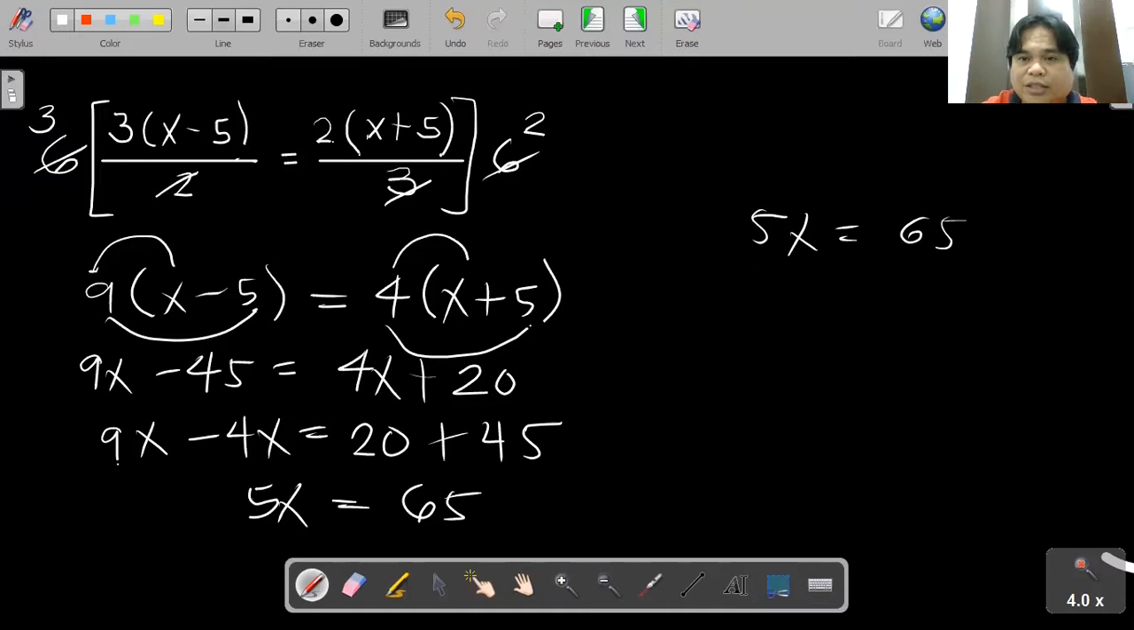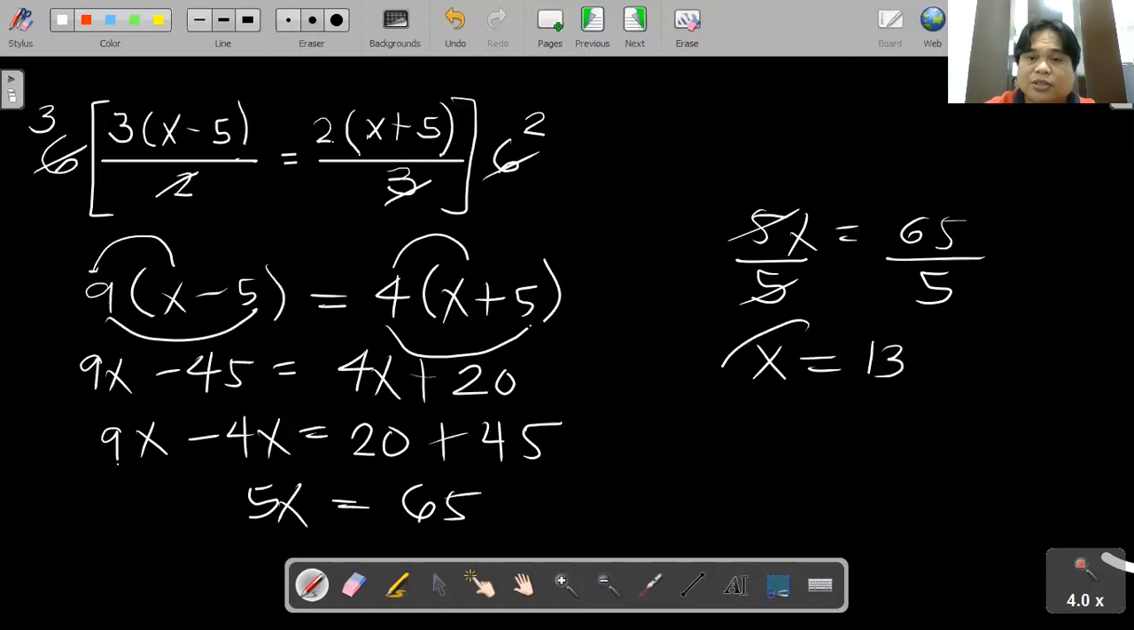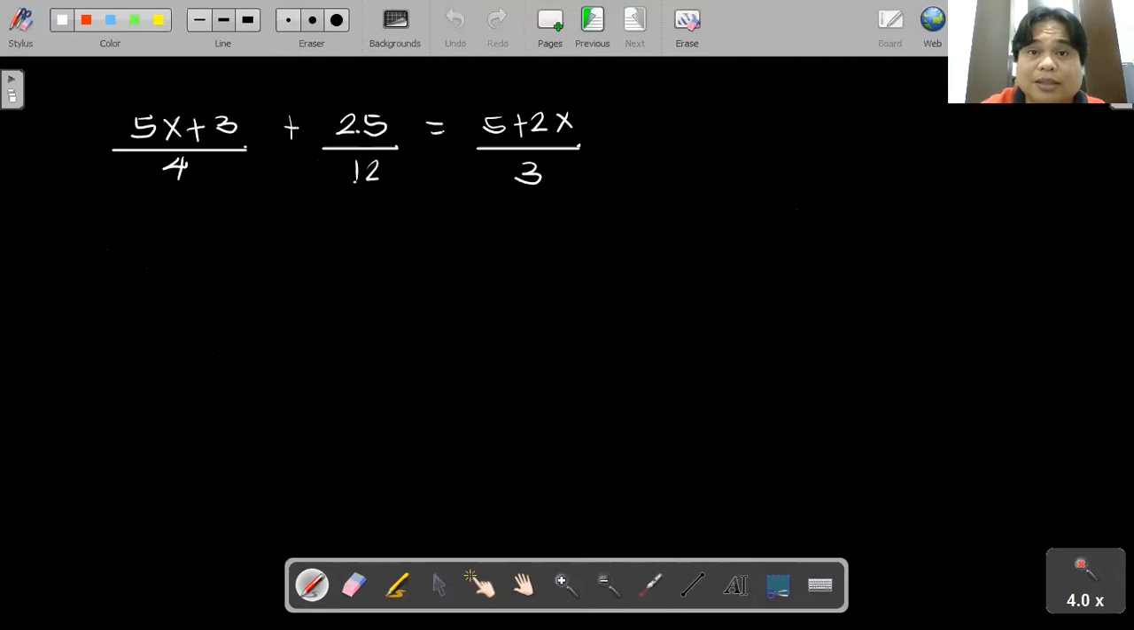To solve for x, we will have to get rid of 5 by dividing each term by 5. So this one cancels out. You'll have x is equals to 65 divided by 5, that's 13. So that's the value of your x for this particular equation. Okay. Need more examples? Okay, I'm going to give you the last one.